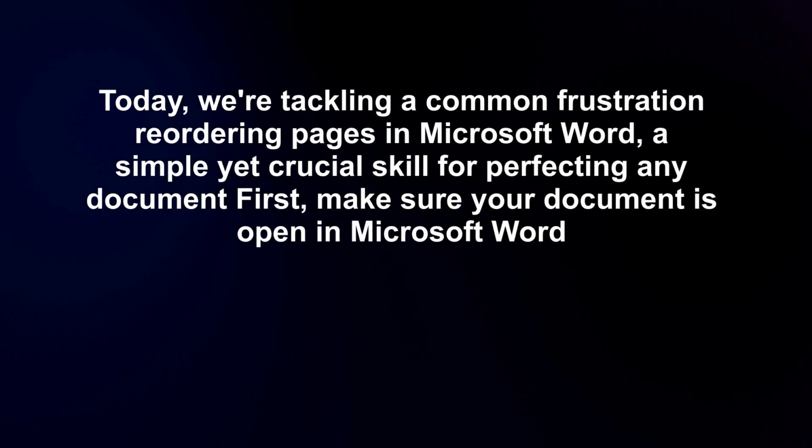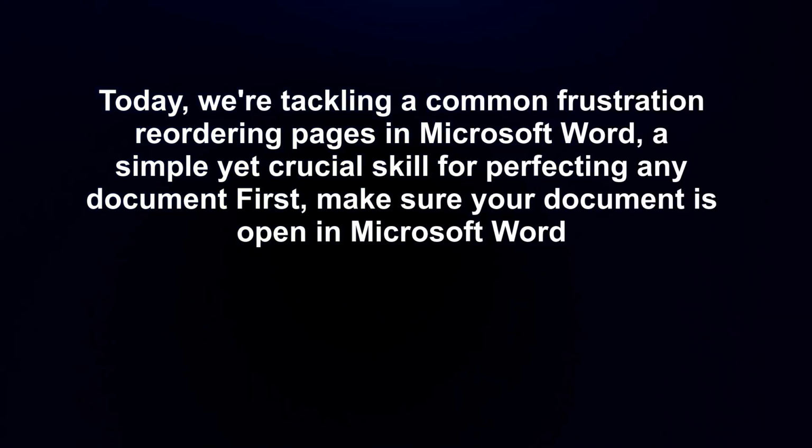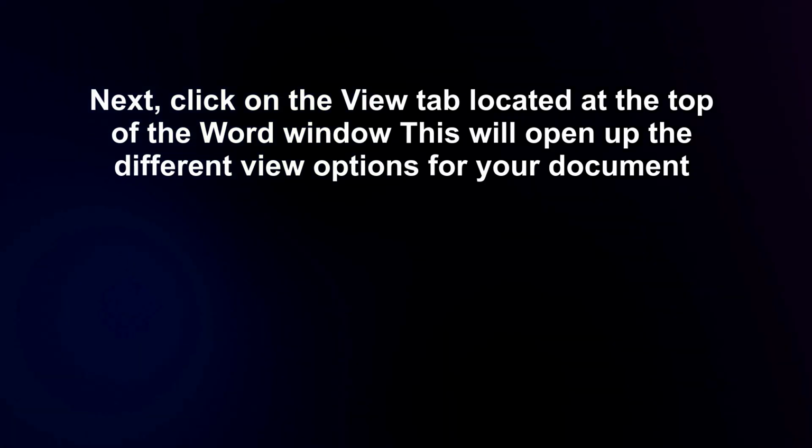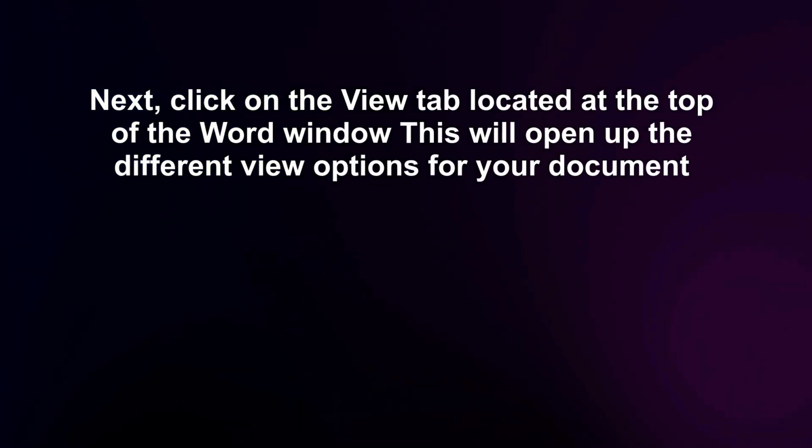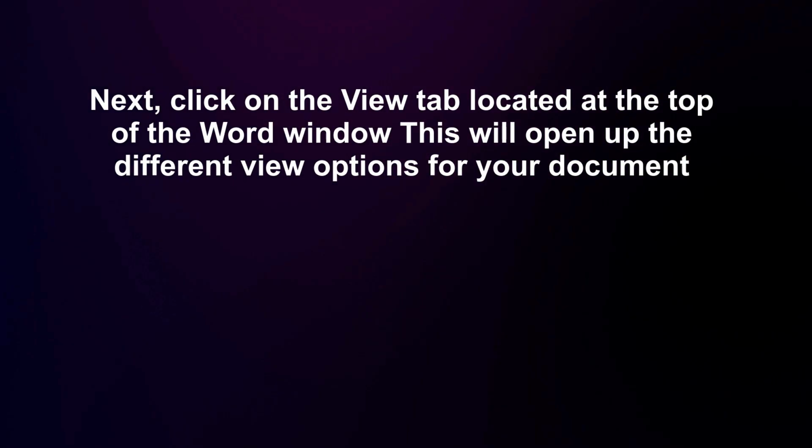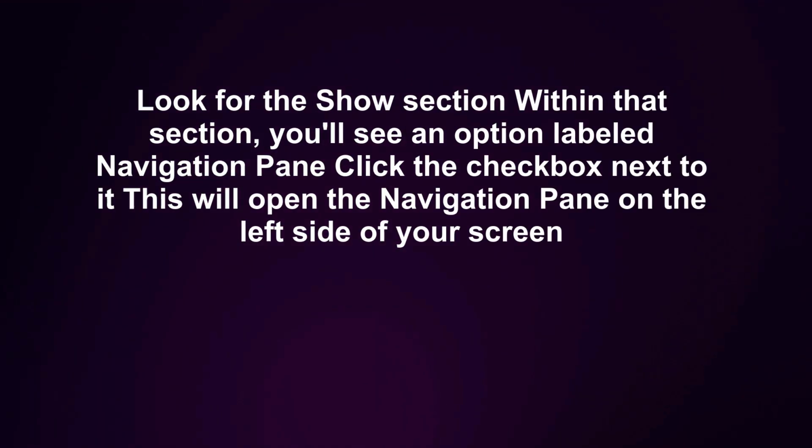First, make sure your document is open in Microsoft Word. Next, click on the View tab located at the top of the Word window. This will open up the different view options for your document. Look for the Show section.